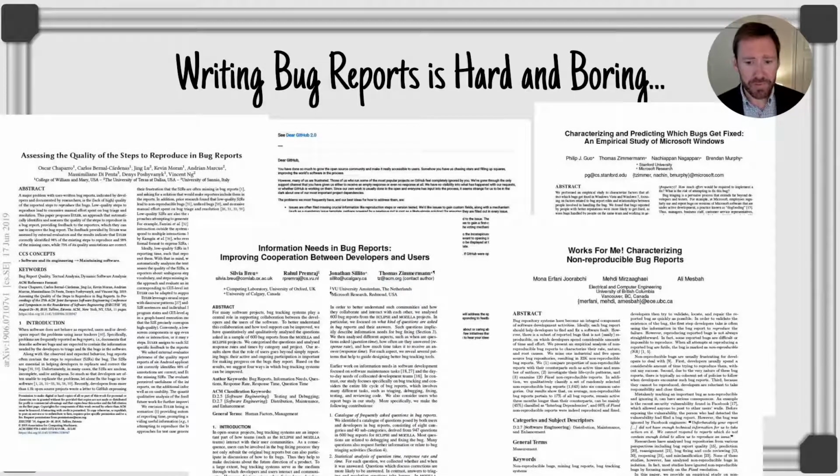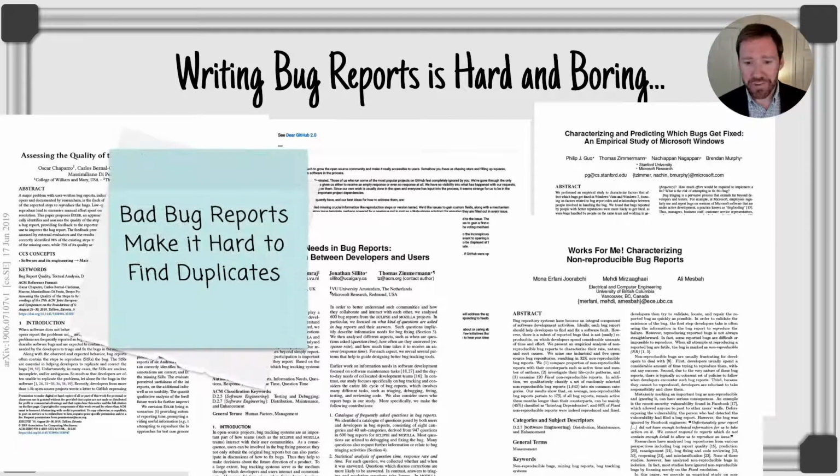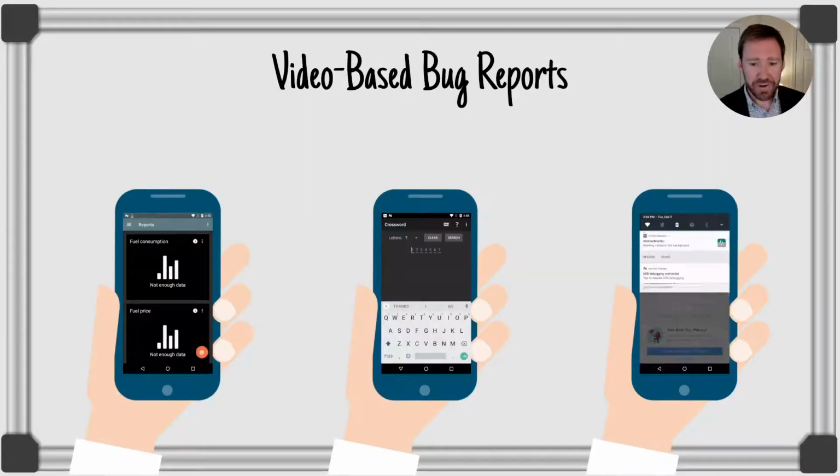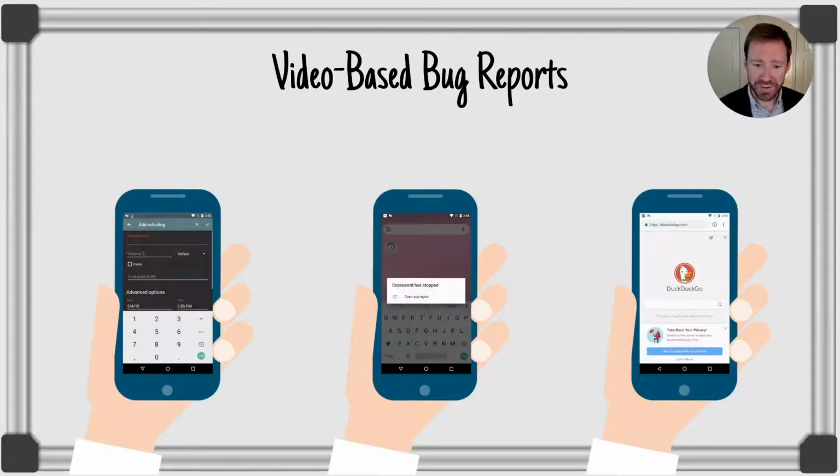However, just like the software crisis of the 60s, bug reports are going through their own crises. In that, let's be honest, they are often boring and tedious to write. Also, when they're poorly written, it can make it difficult to detect duplicates. If only there was a better way. Enter video-based bug reports to save the day.